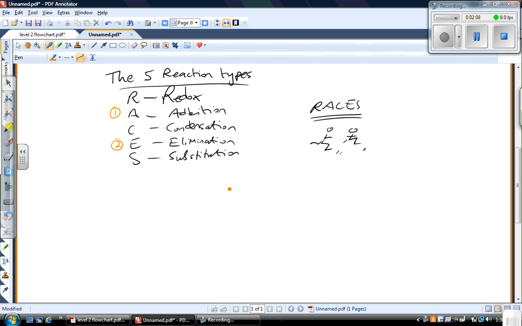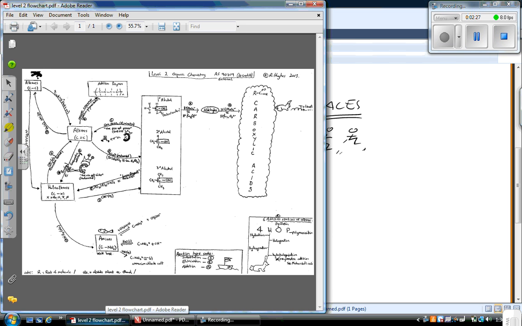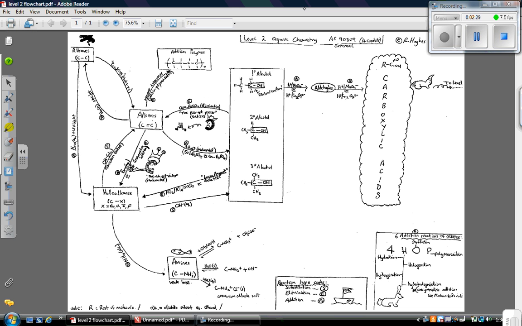Number 3 will be substitution, specifically nucleophilic substitution. And then number 4 will be redox reactions, and then that will bring us over to the side of the poster where we can talk about condensation reactions. So if you take a look at how that's going to flow on the flow chart, I just have the level 2 flow chart here. We maximize that so you can see it a bit better.